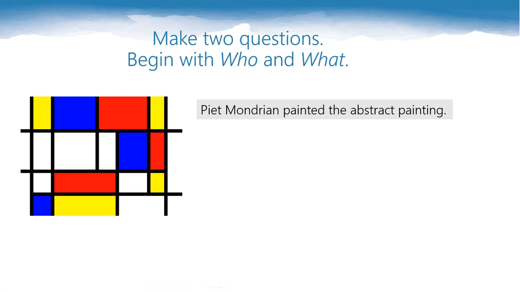And now, children, back to our notebooks. So, here is a sentence about Piet Mondrian. Piet Mondrian painted the abstract painting. Your task now is to make two questions about this sentence. Begin with who and what. So, please, pause the video, copy the sentence, and make two questions. Be careful about subject and object questions.